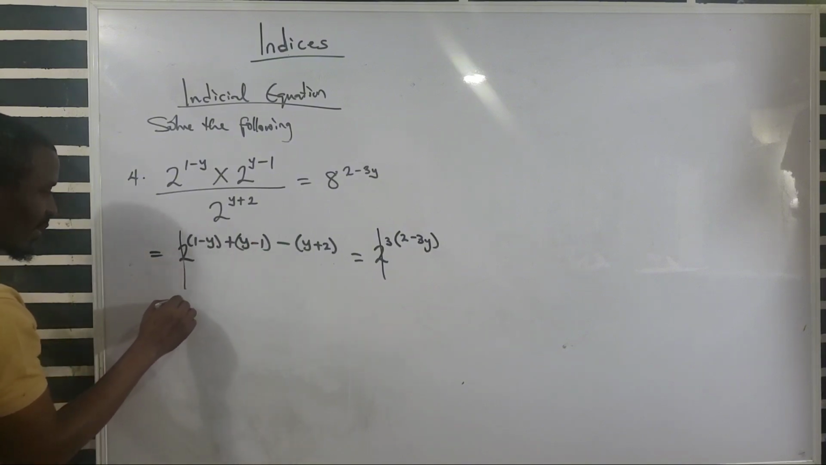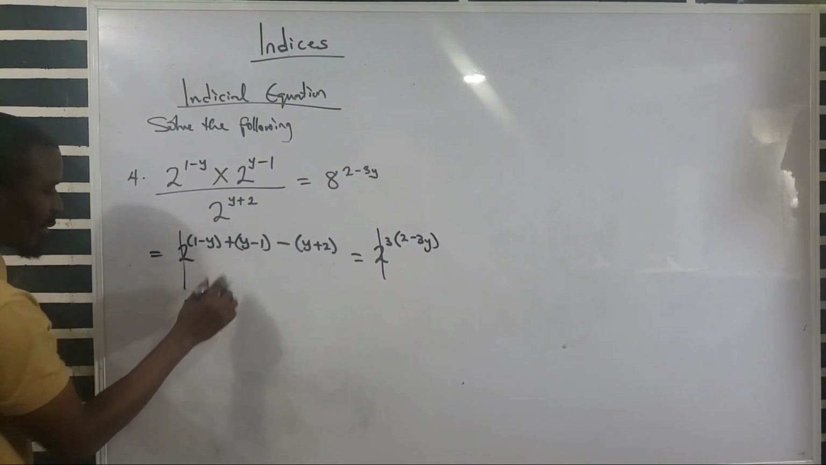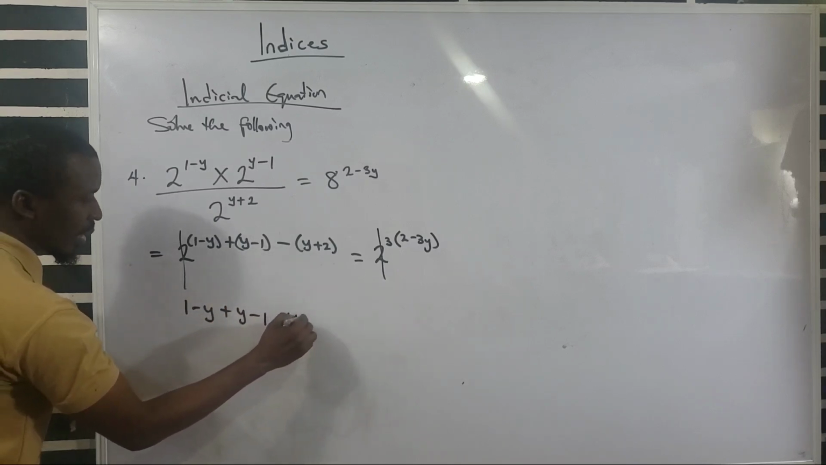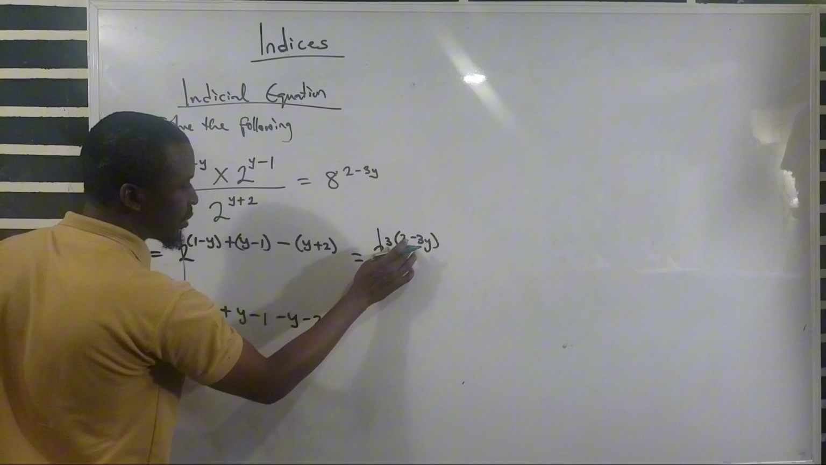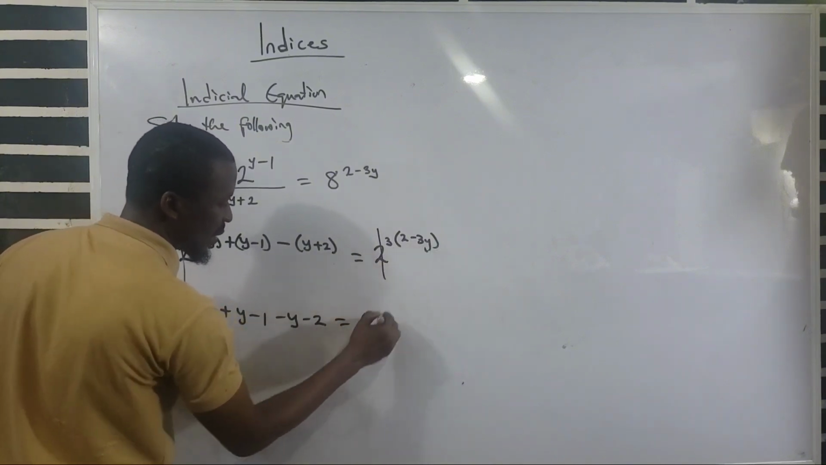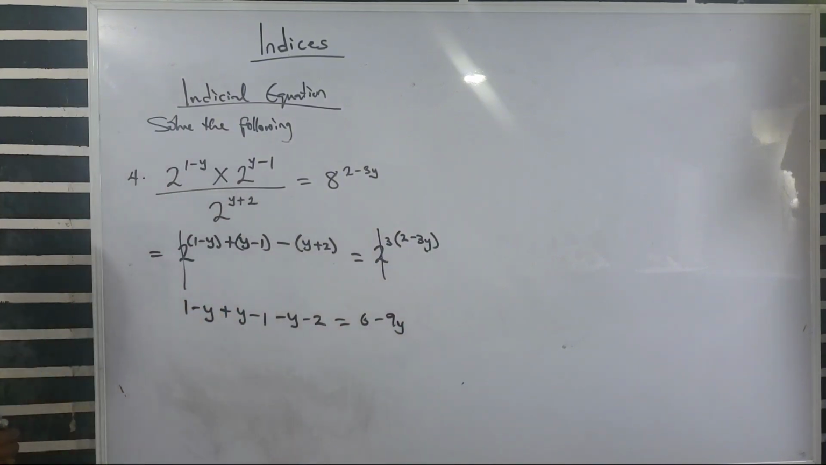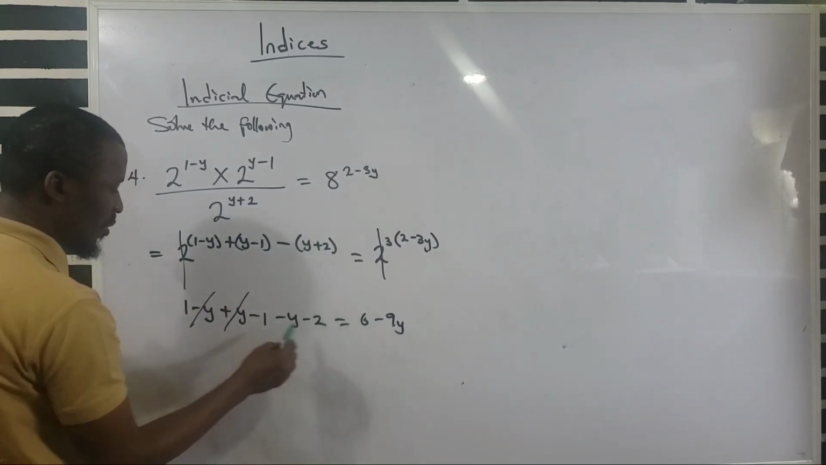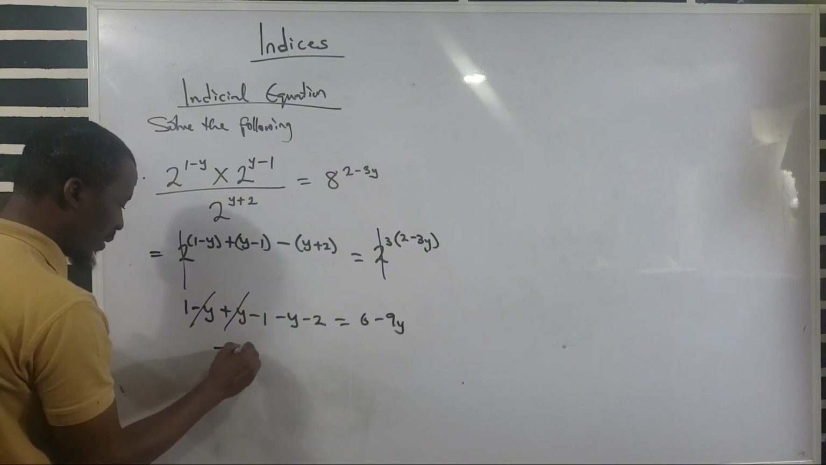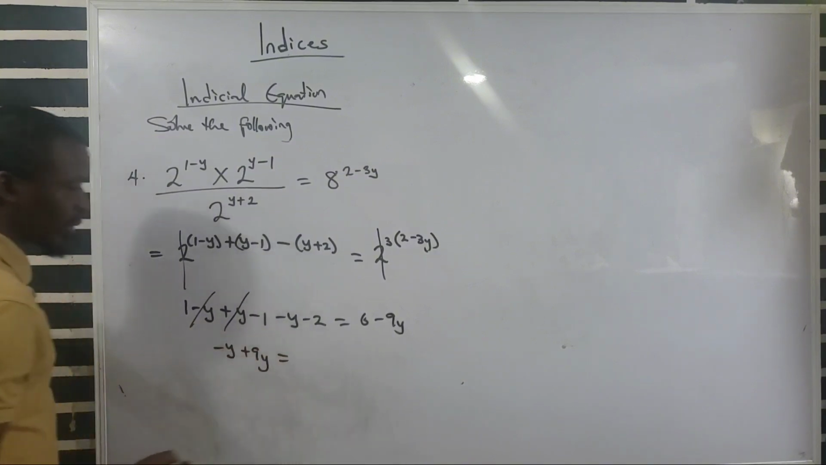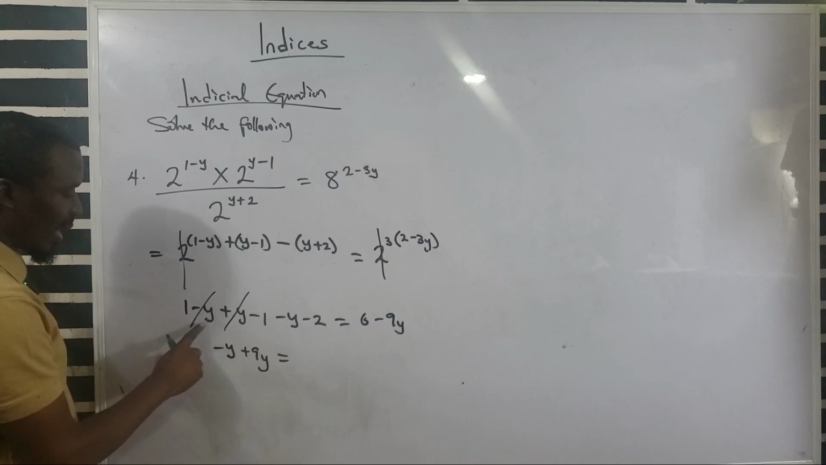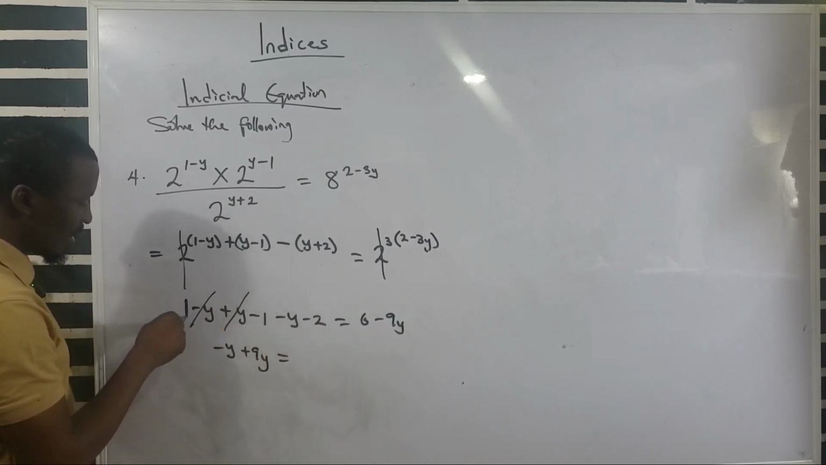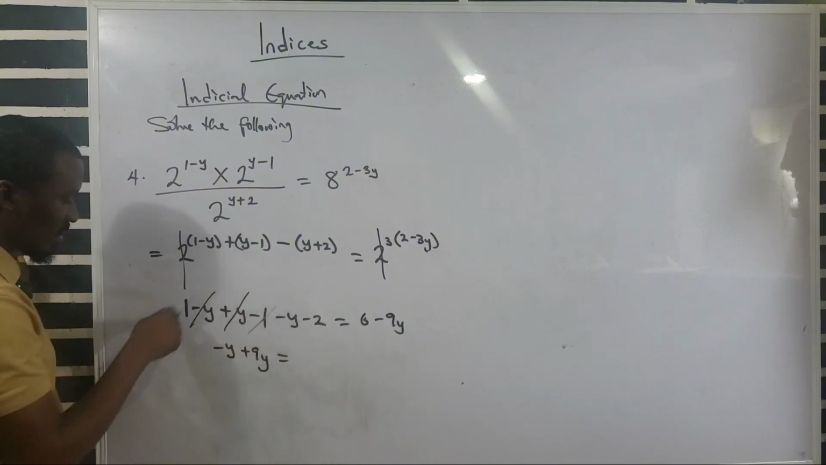So it simply means that 1 minus y plus y minus 1 minus y minus 2 is equal to 6 minus 9y. Okay, so you can collect like terms now. Minus y plus y will go. So this one will come over here. I will have minus y plus 9y equal to. What I have done is that because plus y and minus y will give you 0, I cancel that out. And 1 and minus 1 will also go.